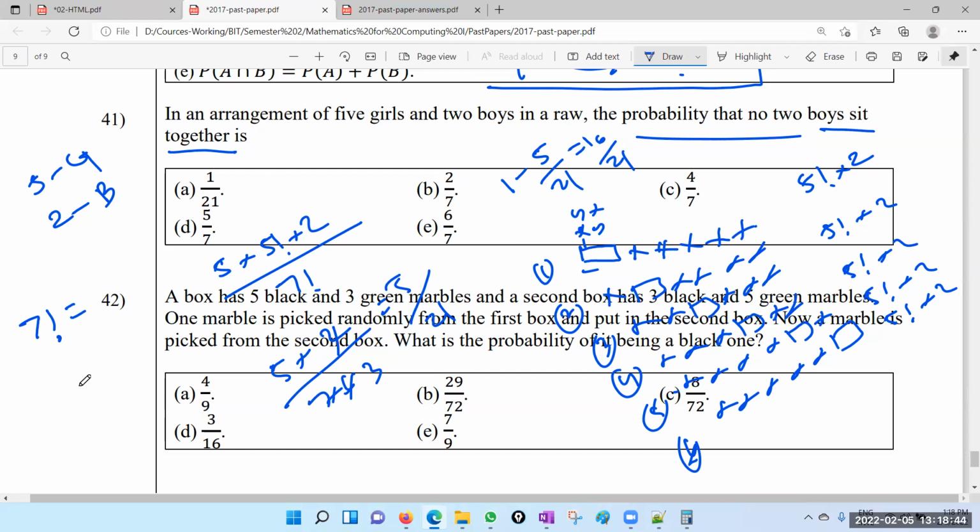So therefore the arrangements where the two boys are together are factorial 6 divided by factorial 7. So that is 1 over 7. What we need is 1 minus 1 over 7. Oh, sorry.